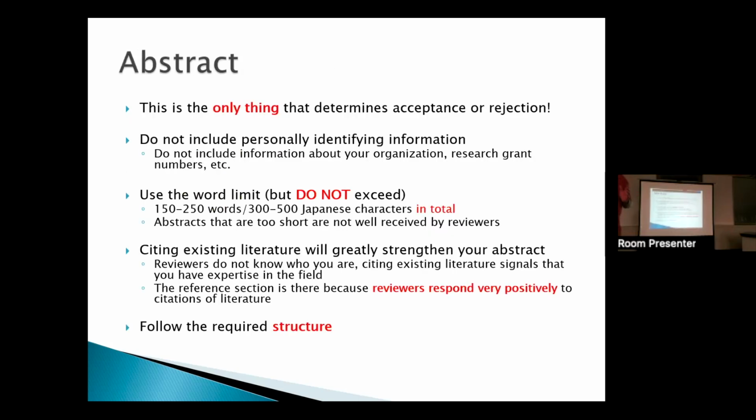Then we get to the abstract. Now, the abstract is the only thing that determines the acceptance or rejection. This is what the reviewers see. You cannot include personally identifying information. It happens sometimes. People say, hey, I know who this is, and the reviewers say, hey, I need to switch out of this. So do not include information about your organization, your research grant, etc.